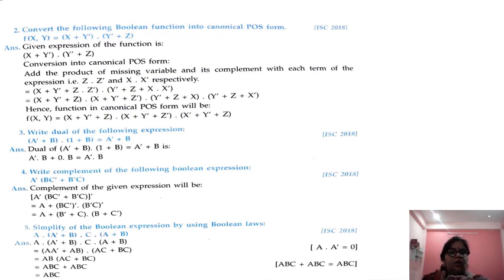Now for the complement, see here, the complement of the expression means just the reverse of the expression. See how it has been done. These are all questions of 2018. And here is how we solve the expressions with the help of Boolean laws: a dot a complement b plus c complement a plus b, how it has been solved with the help of Boolean laws.